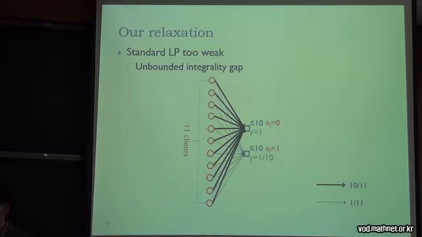Now, the LP can, of course, cheat by fully opening this facility and opening this facility by a fraction of 1 over 10, and then send 10 over 11 unit of the flow demand from each client to the first facility, and 1 over 11 fraction of the flow demand from each client to the second facility. And then we can easily verify that this is a feasible solution, but has a value of 1 over 10, and of course, this can be arbitrarily bad.